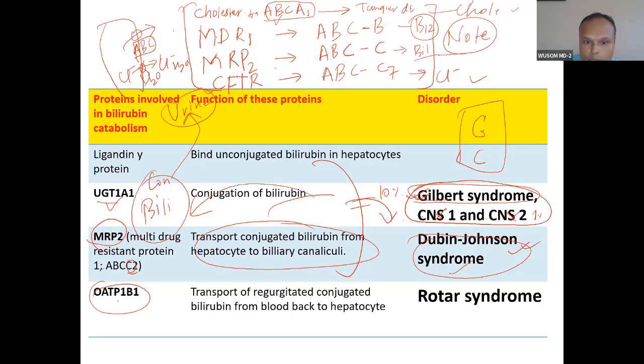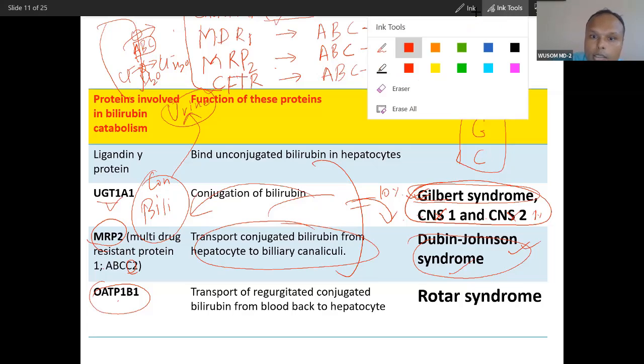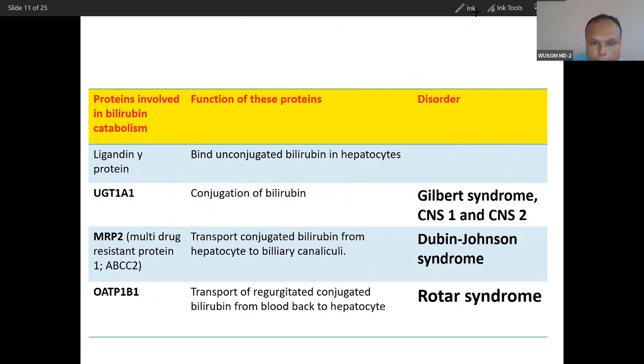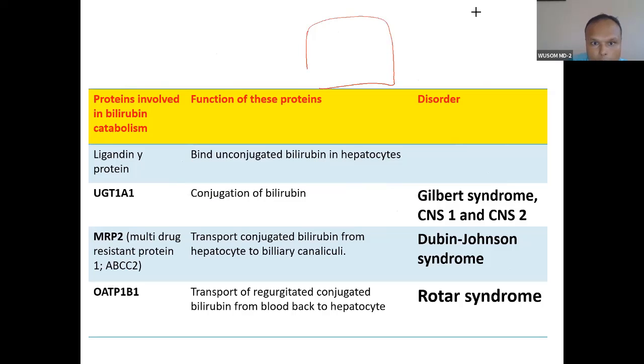And I will tell you where this protein is required. So this is hepatocyte. In the hepatocyte, here is the biliary canaliculi. Here is the presence of MRP1, MRP2, and you can easily remember, maximum retail price. MRP means maximum retail price. That is how you can easily remember. So here is the presence of OATP, OATP1B1. So this is present here.